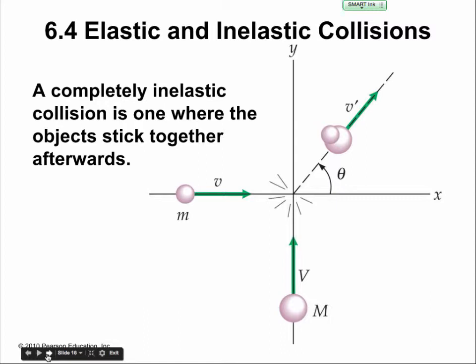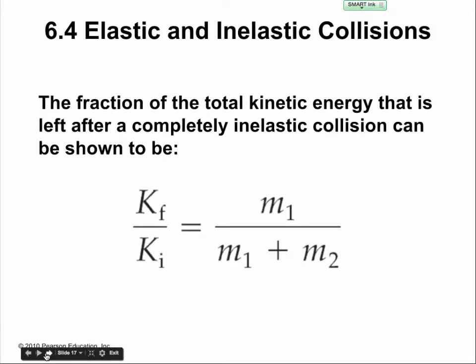So here we have a more massive object with a velocity colliding with a smaller object. At the point of collision, the two become one. And what happens is we have one velocity and one mass, which is the sum of the two masses. And so clearly the kinetic energy won't be conserved. The fraction of the total kinetic energy that is left after a completely inelastic collision can be shown this way. It really has to boil down to the masses. So the final kinetic energy will be proportional to the mass of the first object over the initial kinetic energy, which will have the masses of the two objects. Does that make sense?